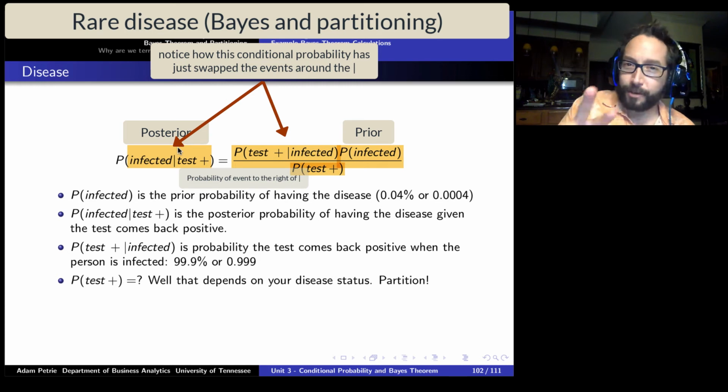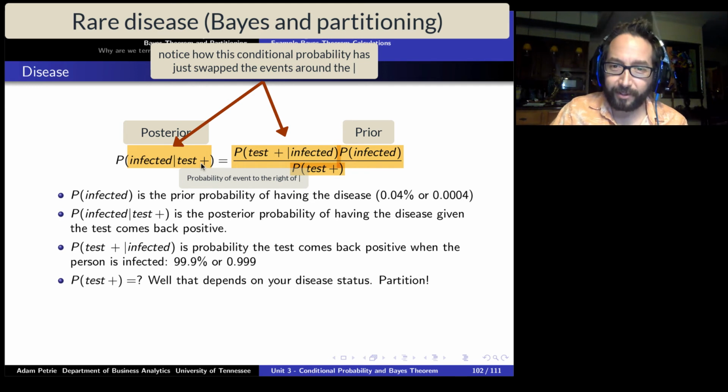So if you haven't noticed the pattern yet, here's what I've always noticed. If I want to write out Bayes' theorem, essentially infected given test, what I do is I flip the ordering of these events around the bar. That's the first part of the numerator of the fraction. The prior probability is always going to be there as well, so the prior probability of the event to the left of the bar. And then we divide by the probability of the event on which we're conditioning. So that's how I kind of remember what Bayes' theorem looks like. You can always look it up.